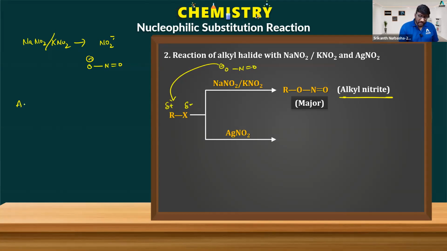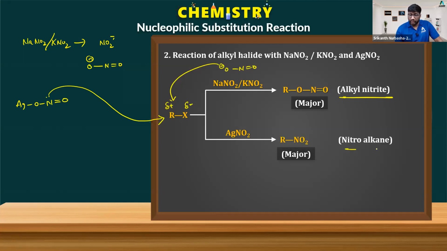AgNO2 has this type of structure, Ag-O-N double bond O. Here the silver and oxygen bond is not completely cleaved, so attack from the oxygen is not possible. Rather, the attack happens from the nitrogen side. So with AgNO2 you get nitroalkane, RNO2. With KNO2 or NaNO2 you get alkyl nitrite. Because AgNO2 is actually covalent in nature, the negative charge on oxygen is not directly available because this bond is not cleaved. So attack happens from the nitrogen side. Is that clear or not?